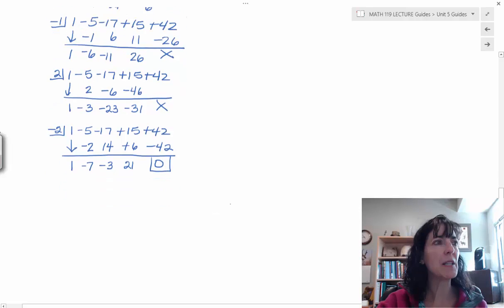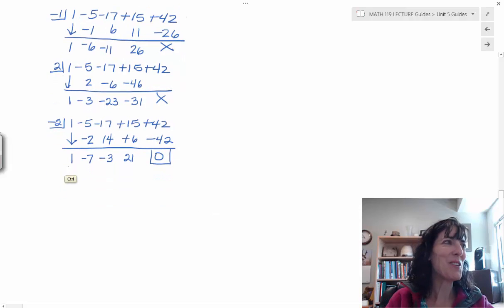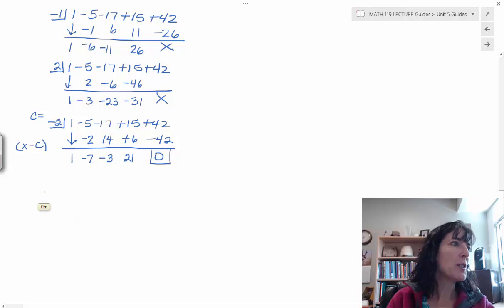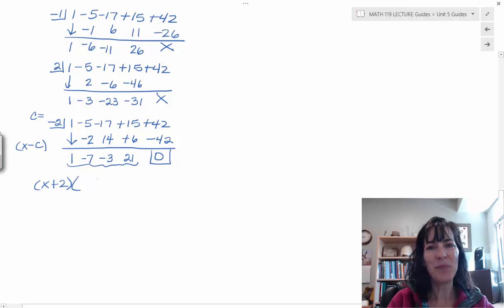So at this point, I know some things. I know that this factor, this is my c, and if I put it in the form x minus c, then it's x minus a negative 2. So I'm just going to write down x plus 2 for that factor that I know. And the rest of the factors come from this line right here.